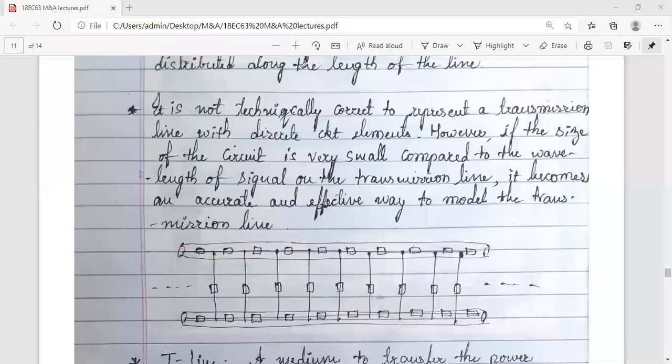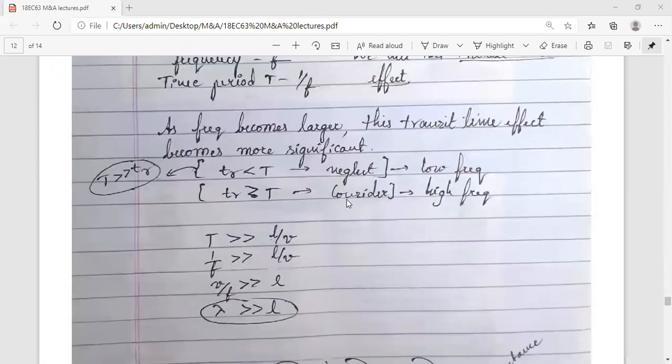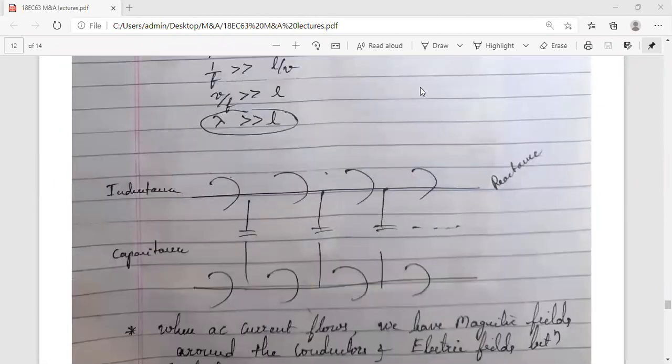So how can we continue the analysis for higher frequency circuits? We have to consider the transit time, no doubt about it. You can see that transmission lines are made up of conductors, and whenever current flows in the circuit, a magnetic field gets created.